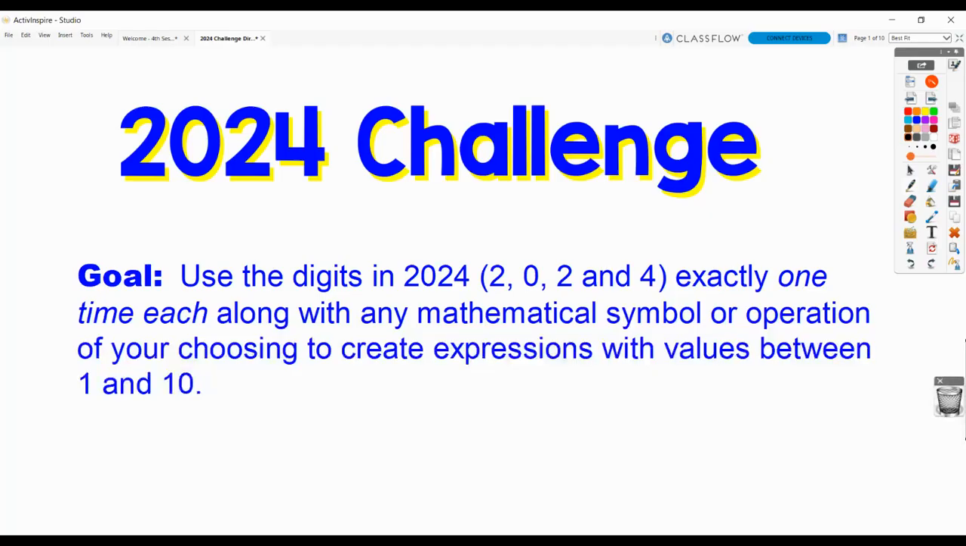Students, welcome to the 2024 Math Challenge. The goal is to use the digits in 2024. That's the 2, the 0, the 2, and the 4, exactly one time each, along with any of the mathematical symbols or operations of your choice. And you want to form expressions equal from 1 all the way up to 10.